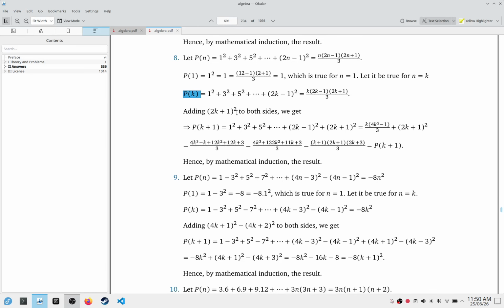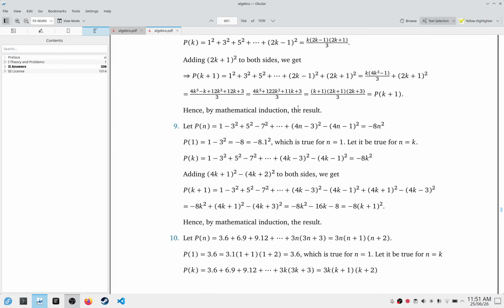We get this form. When we add (2k plus 1) whole squared to both sides, the left hand side assumes the form of P(k plus 1), and the right hand side takes the form of (k plus 1) times (2k plus 1) times (2k plus 3) by 3, which is of the form P(k plus 1). We look carefully: 2k plus 1 is 2 times (k plus 1) minus 1, and 2k plus 3 is 2 into (k plus 1) plus 1. That's how it is proven by mathematical induction.